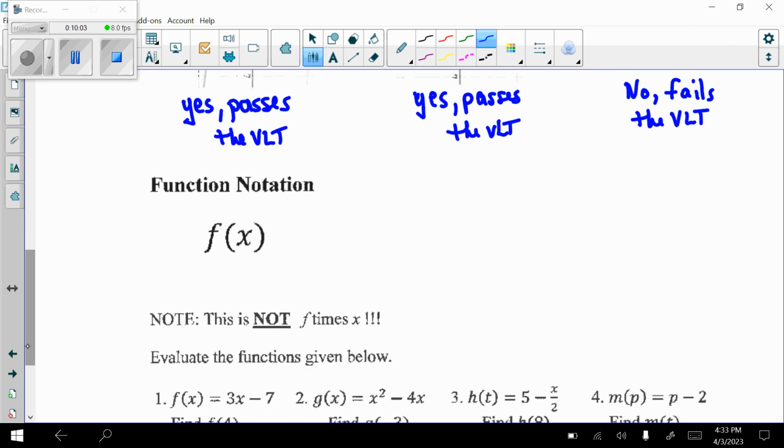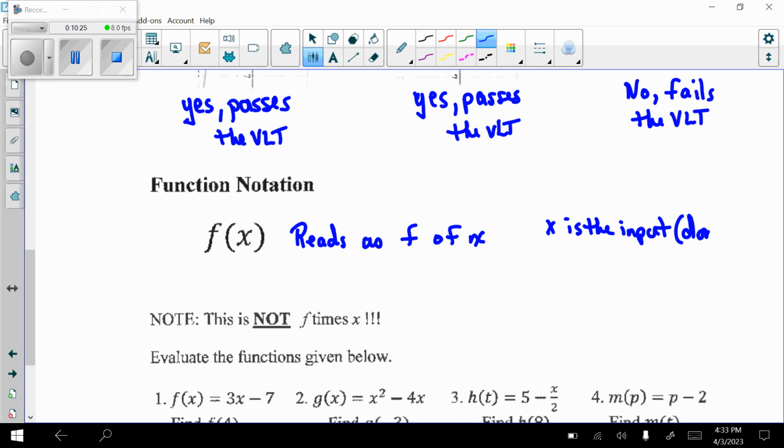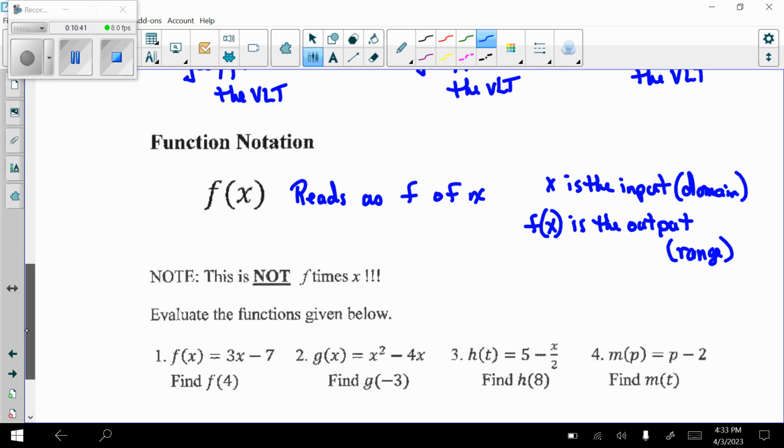All right, so function notation. Instead of writing y equals anymore, we're going to write f of x. So when you read this, f of x, x is the input, or the domain. f of x is the output, or the range. Okay, so f of x in our world is the same as the y value.